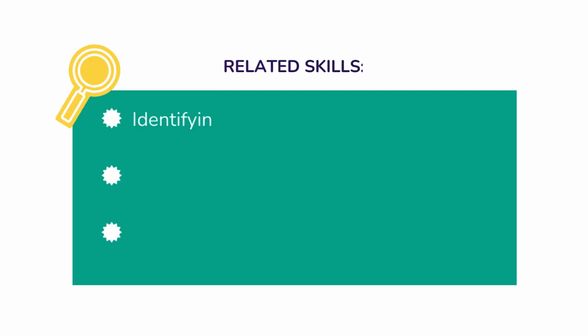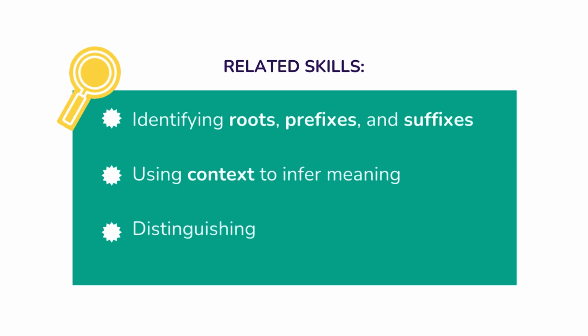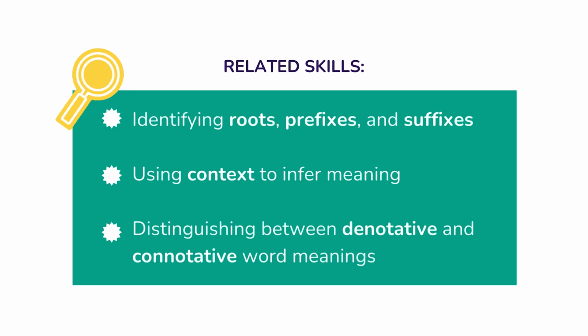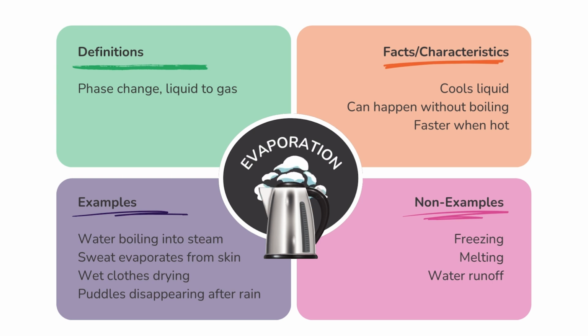Some related skills include identifying roots, prefixes, and suffixes, using context to infer meaning, and distinguishing between denotative and connotative word meanings. Even though many words are learned indirectly, some vocabulary words, especially those academic in nature, must be taught directly. One strategy that can enhance students' direct vocabulary development is providing ways to actively engage students with new vocabulary.